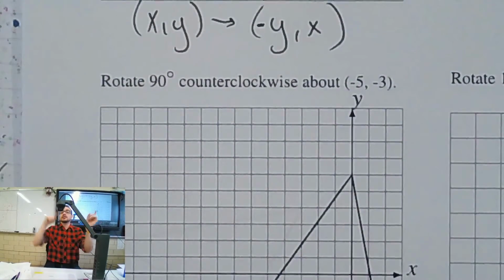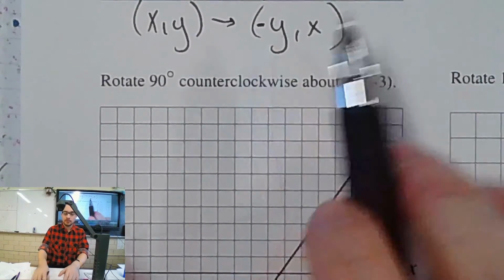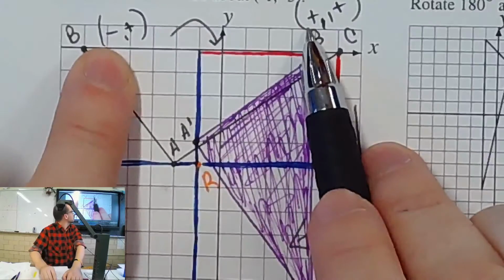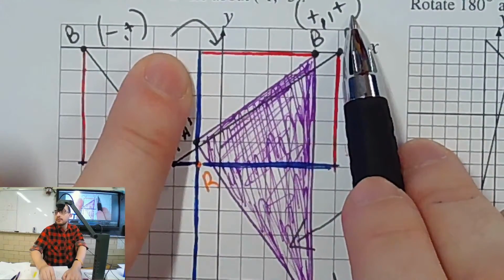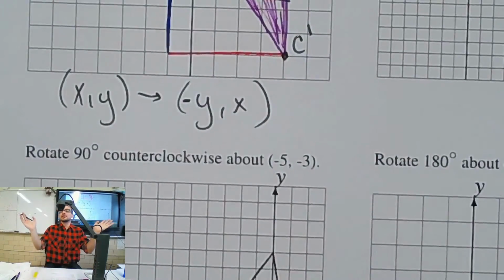X and Y switch spots because vertical became horizontal, horizontal became vertical, right? And then the first guy's sign changed. Second one stayed the same. Better? Okay. And that's our rule, without having to use any numbers at all, just thinking logically about what's going on. That's going to be the rule.